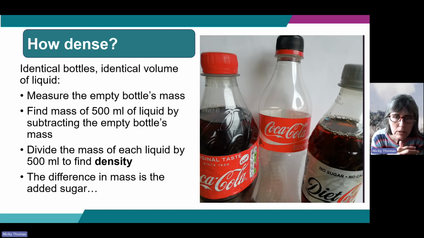And if you wanted to find how much added sugar there was, well, you're taking the difference between the bottle of Coke, the full fat Coke, the original, and the Diet Coke. And that's about 13 grams of sugar that's been added to 500 ml of Coke. And if you work it out per milliliter, then you divide by 500 milliliters, and it's quite a bit. It's about 3 teaspoons, isn't it? I think a teaspoon's about 5 grams of sugar.